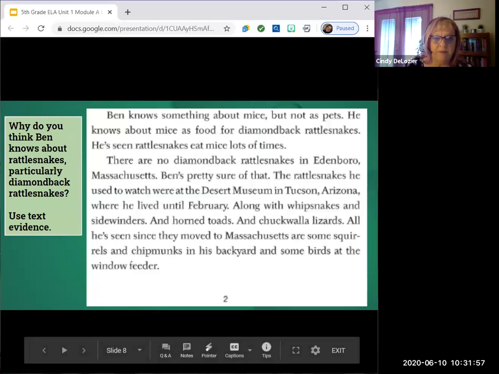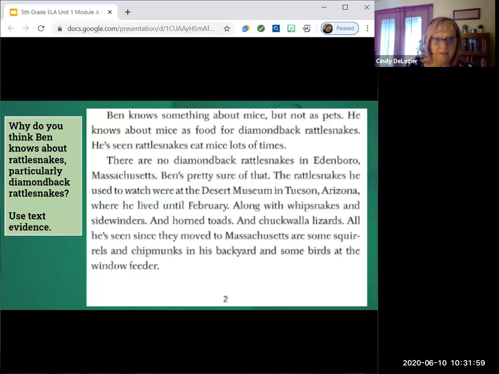Ben knows something about mice, but not as pets. He knows about mice as food for diamondback rattlesnakes. He's seen rattlesnakes eat mice lots of times. There are no diamondback rattlesnakes in Edenboro, Massachusetts. Ben's pretty sure of that.